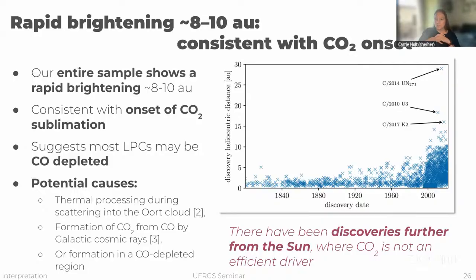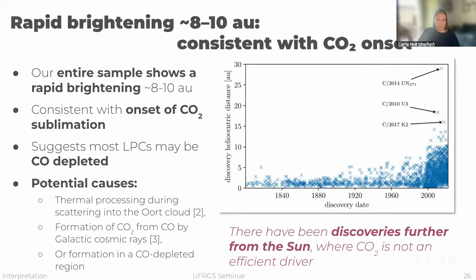There are a couple of possibilities. There could be some thermal processing during the scattering into the Oort cloud. So in their formation regions, there was scattering that placed them into the Oort cloud, and during that scattering, they could have had significant thermal processing. There's also the idea that in the Oort cloud, there can be a conversion from CO to CO2 by cosmic rays. Or maybe these objects formed in a different region than we thought, one that has a different type of chemistry.